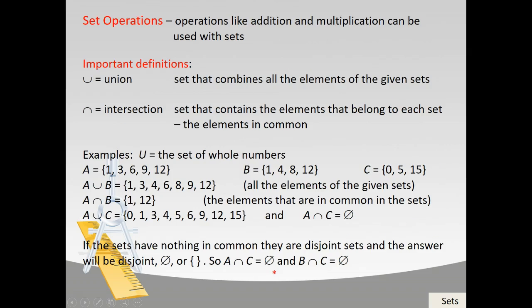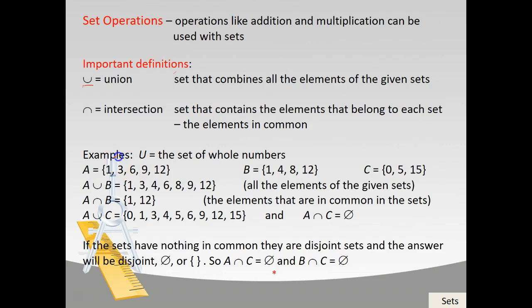Sets can be added and subtracted. We call these set operations. Operations like addition and multiplication can be used with sets. When doing these operations, we have some definitions that we need to learn. First, we have union. And union is a funny stretched out U. That's a set that combines all the elements of given sets. So for sets A and B, if you wanted to add them together, you would use the symbol for union.